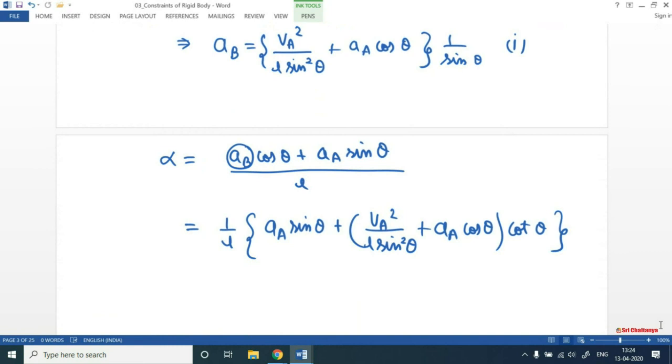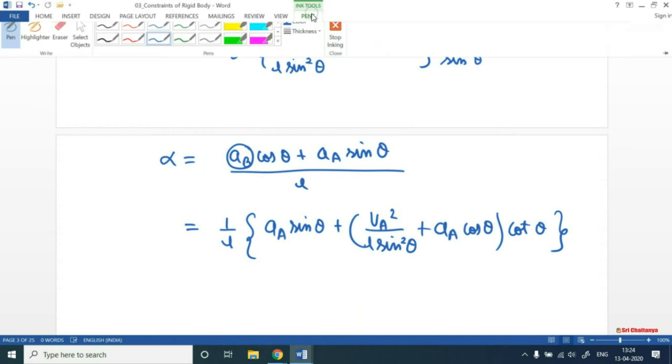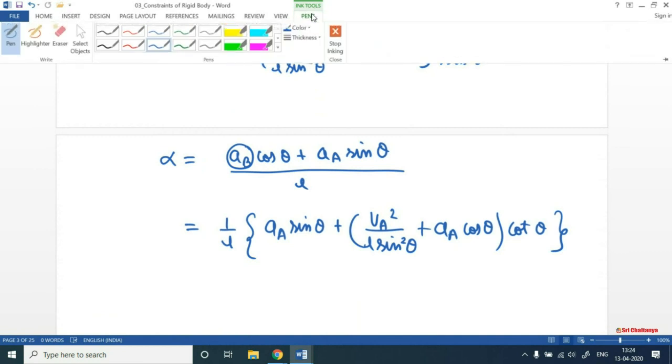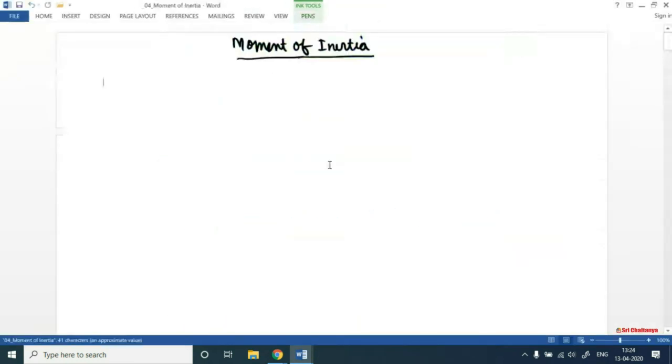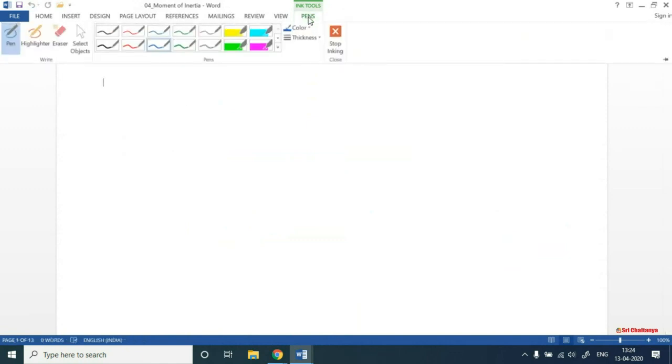Now the last thing we are going to discuss very quickly is the moment of inertia. We are left with very little time, so we will start the discussion and continue it a little bit in the next lecture. So, moment of inertia. Okay, so how does this concept of moment of inertia arise?